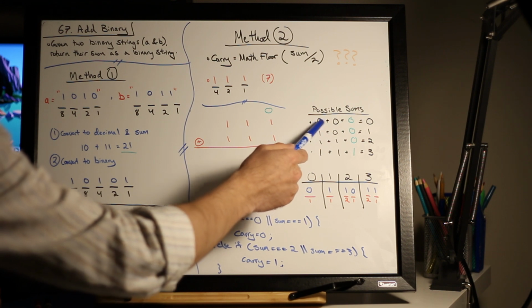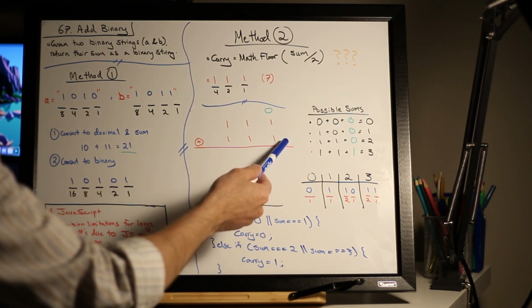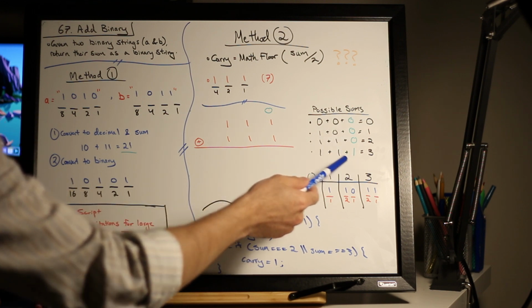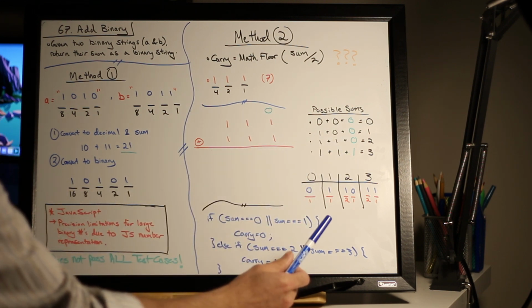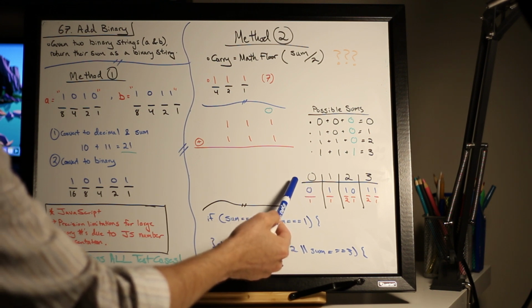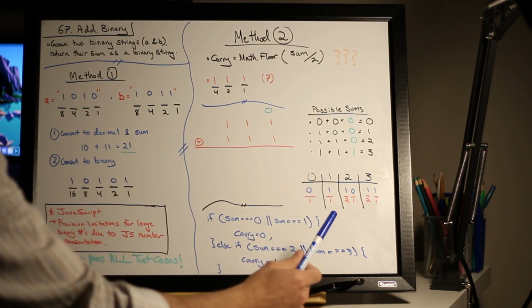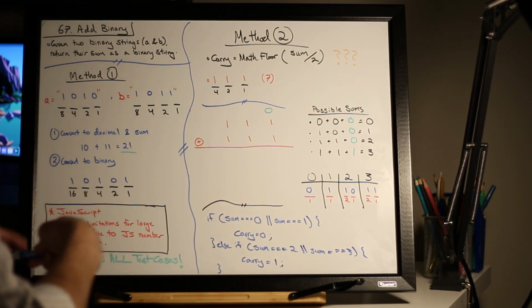So the first 2 numbers are representing the digits from string A and string B, and the number in green is representing the carry. Also, this table here is representing these decimal numbers, so these sums, 0, 1, 2, and 3, in binary format. Now that we have that context, let's get started with this.